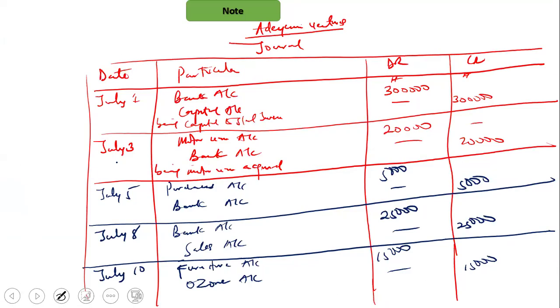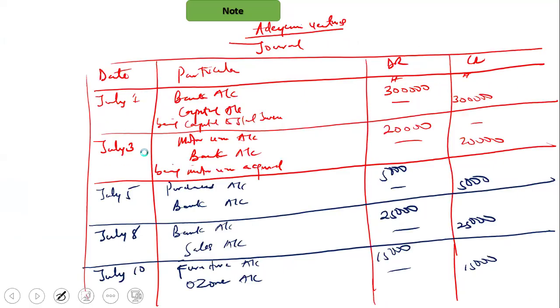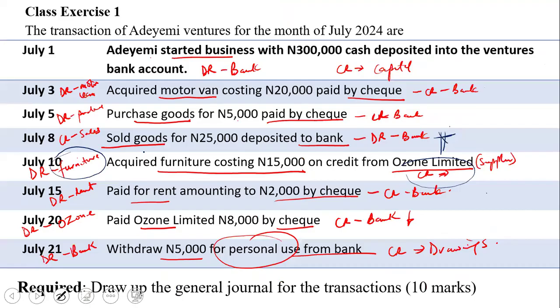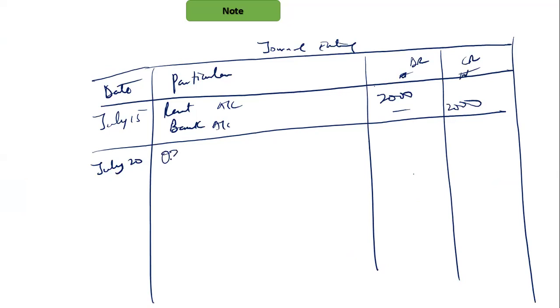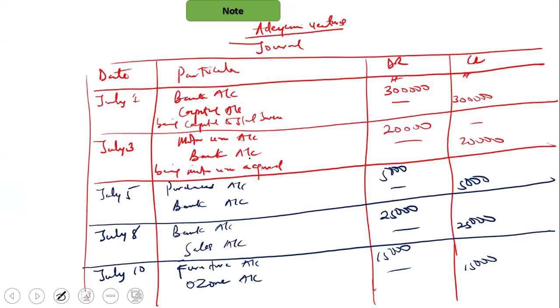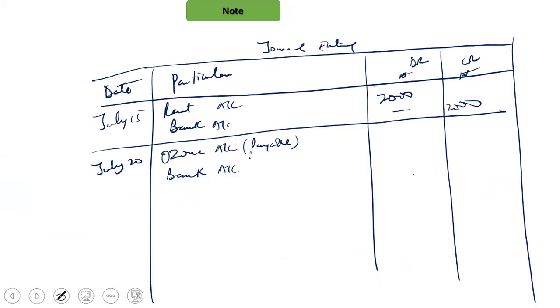July 20. What are the two accounts involved in July 20? Ozone and bank. Ozone is somebody we were owing before, so we are going to pay. Ozone account, for there's our payable. Now we are paying from our bank account, so bank will be credited. So let's see what do I have. That is 8,000.